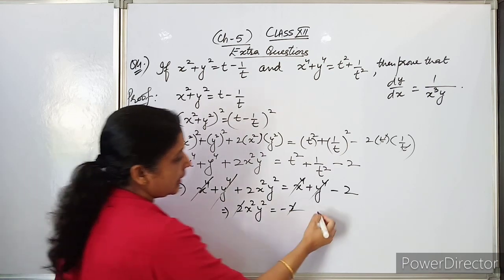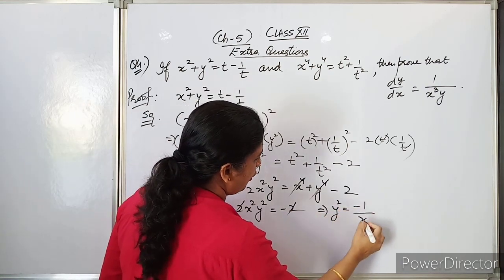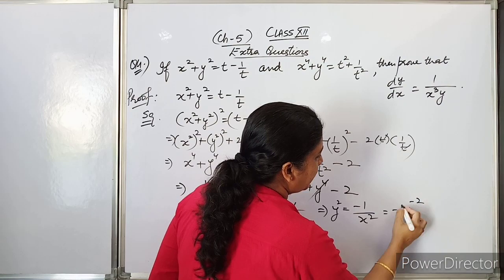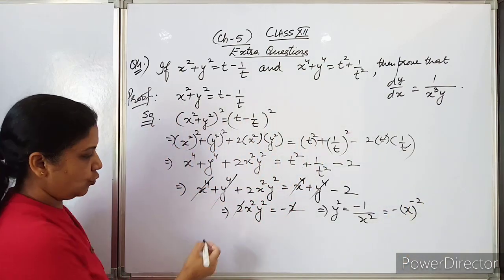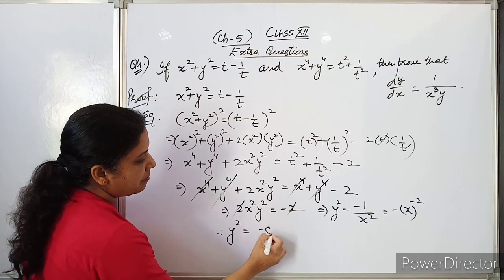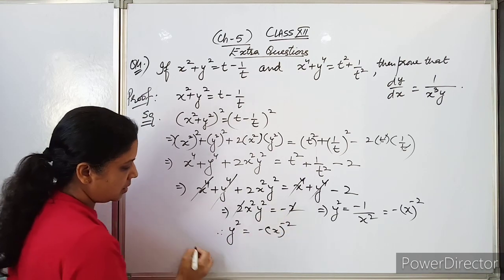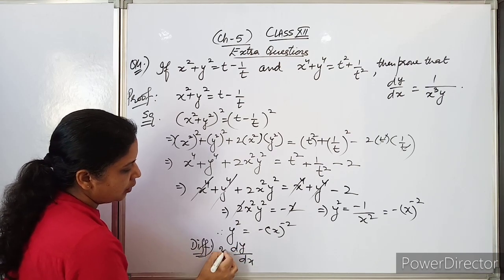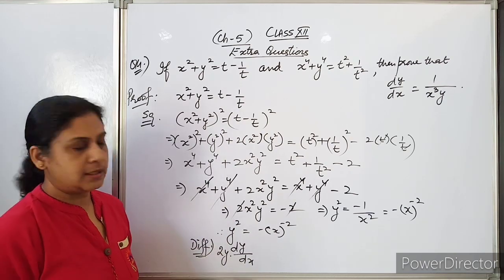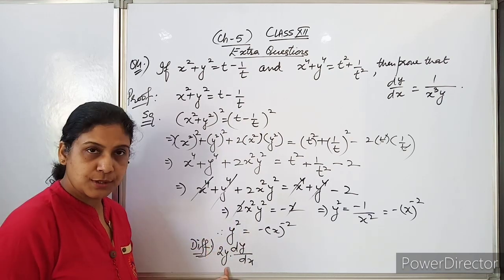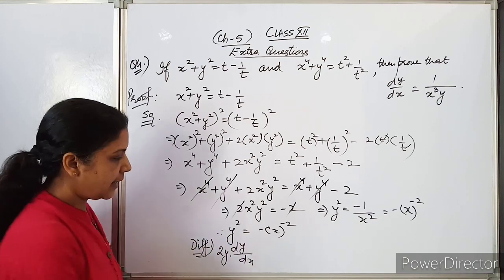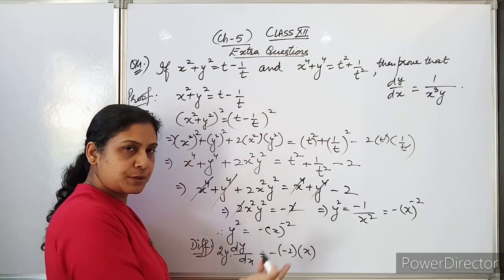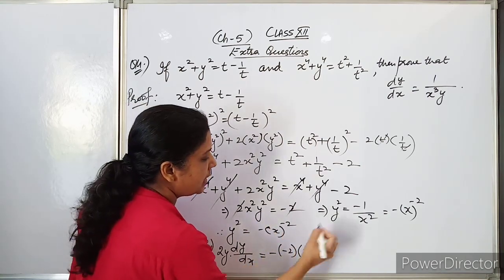Even 2 cancels and we are having a very simple function of y square as minus 1 by x square, which can further be written as minus of x raised to power minus 2. Therefore, y square is minus of x raised to power minus 2. Now differentiating both sides with respect to x, I get 2y into dy by dx. Y square derivative, power comes in front, reduces by 1 and then by chain rule the derivative of y. On the right, it is minus, and the power also comes in front and reduces by 1. When reduced by 1, minus 2 minus 1 becomes minus 3.